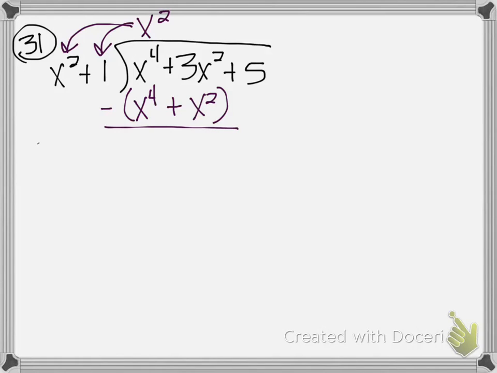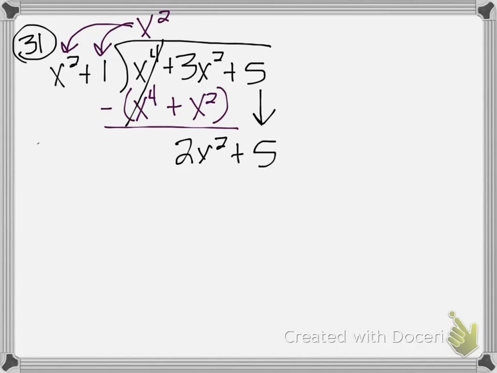What you want to happen is you want your first terms to drop off. You want them to go away. So you have to multiply by something that will give you a term that you can subtract and it becomes 0. So x to the 4th minus x to the 4th is 0. Now 3x squared minus x squared is 2x squared. And then we bring down the plus 5, and then we start the process over.